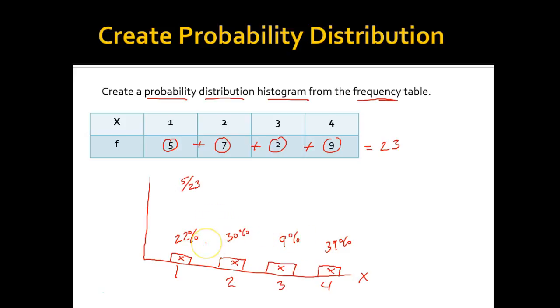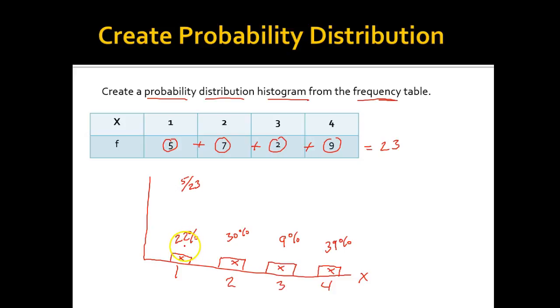Now notice this. All of those percents should add up to 100 if we did this right. If they don't, we did something wrong. 22 plus 30 is 52, plus 9 is 61, plus 39 is 100. Wow, it came out perfectly. Even though we had some rounding going on, the different roundings up and down balanced each other out, and we're left with a perfect probability distribution, more or less.